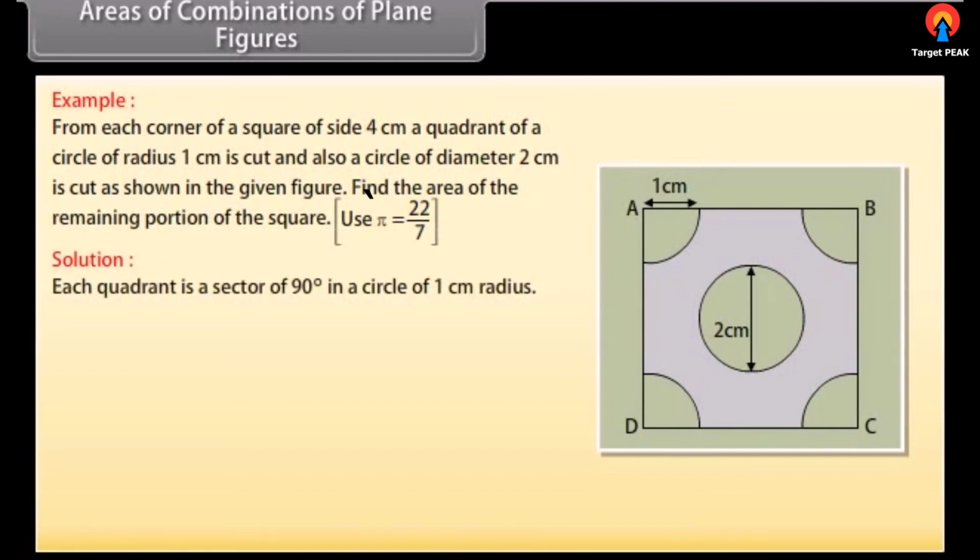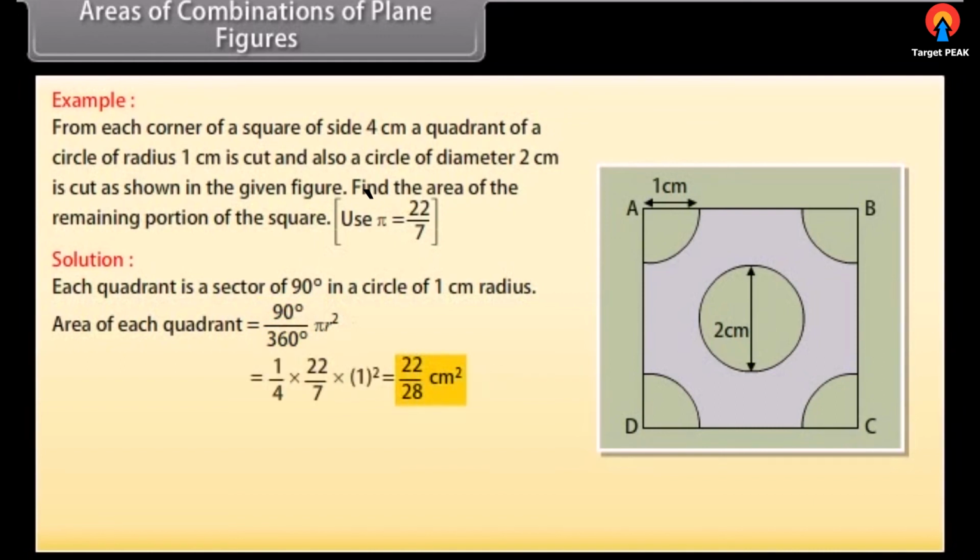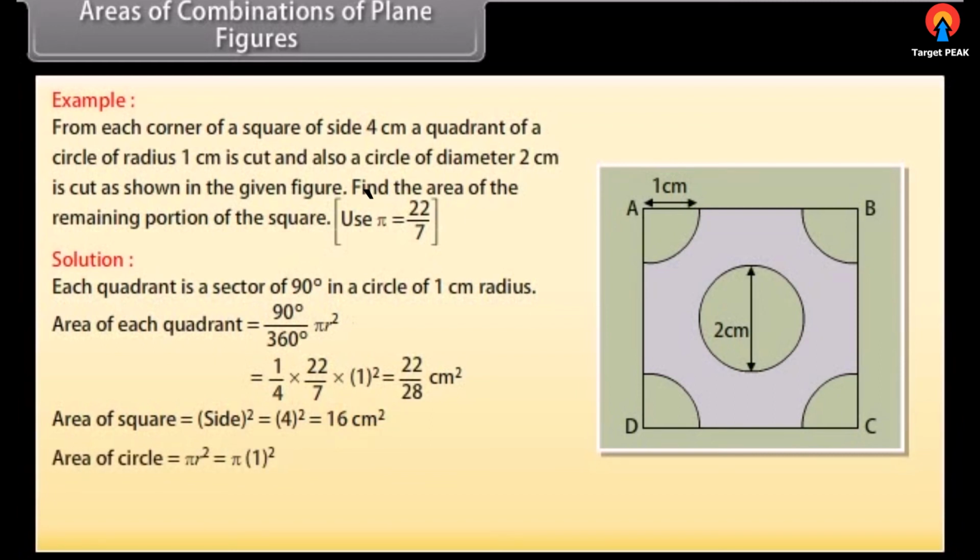Each quadrant is a sector of 90 degrees in a circle of 1 cm radius. Area of each quadrant is 90 degrees upon 360 degrees into pi r square, which becomes 22 upon 28 centimeters square. Now, area of square is equal to side square, which equals 4 square, which is equal to 16 centimeters square. Area of circle is equal to pi r square equals pi into 1 square, which is equal to 22 upon 7 centimeters square.